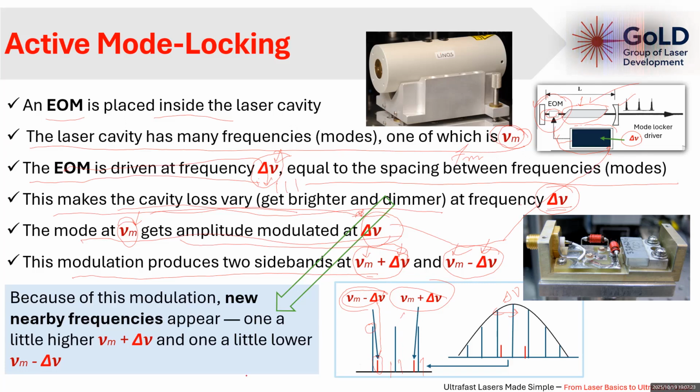Okay. So in this blue corner, this is explained very nicely. Because of this modulation, the new nearby frequencies, these ones, appear, okay. One side this one, other side of the mode is this one, okay. So in this way, the modes are locked with this frequency, plus minus, plus minus, plus minus, plus minus, okay.